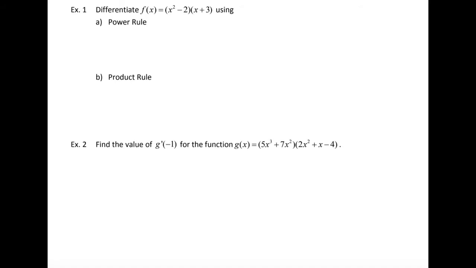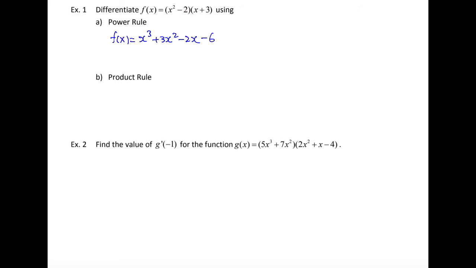Let's do some examples. First example, you will see a function f(x) is given and is actually a product between two functions. So I'm going to use method 1 using the power rule. If I want to use the power rule, I need to have individual terms. That means I have to expand it. So x squared times x will get x to the power 3. And x squared times 3, I'm going to get 3x squared. Negative 2 times x will be negative 2x. And negative 2 times 3, I'm going to get negative 6.